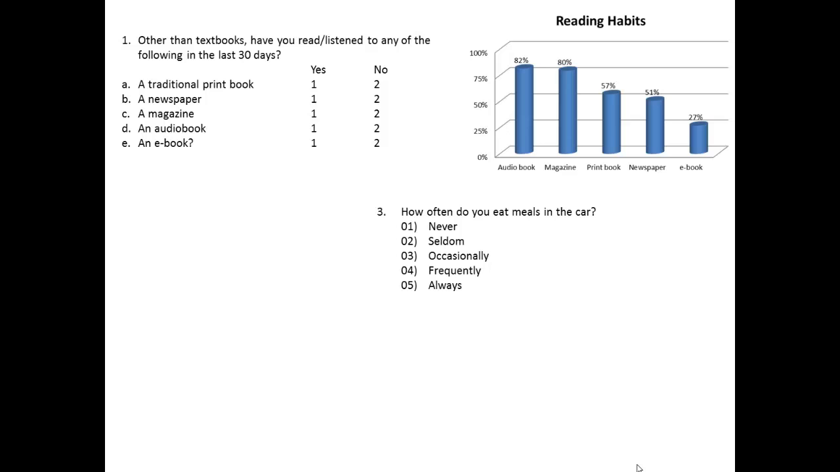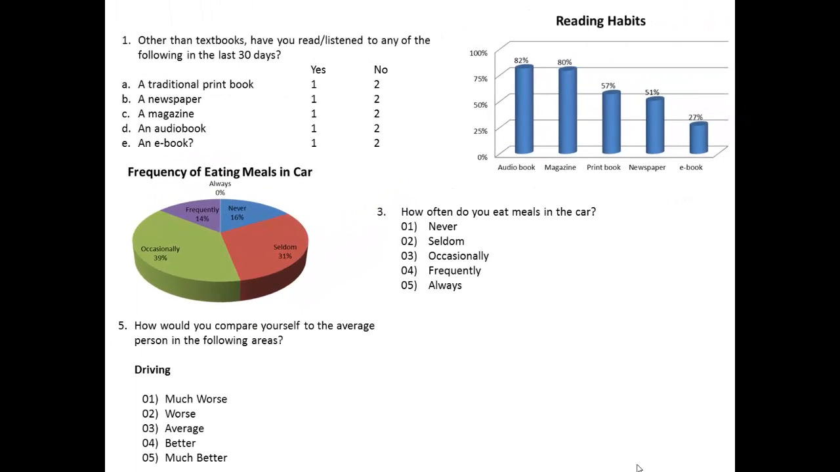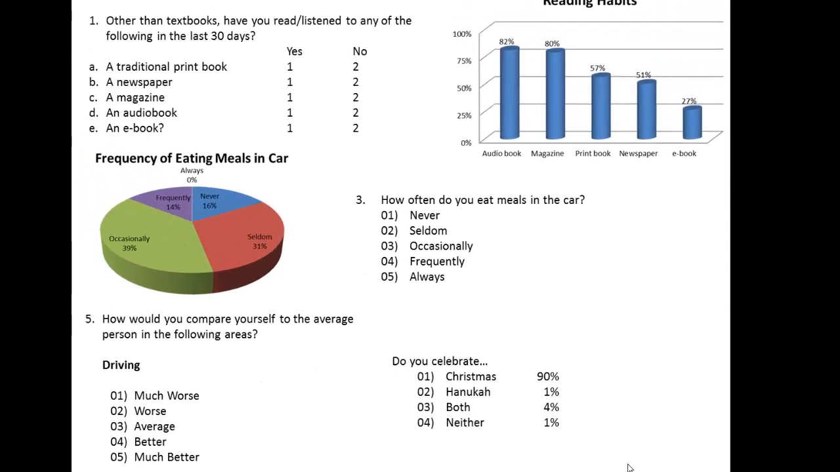So you'll see 82% of people said that they have read or listened to an audiobook in the last 30 days. Another example, how often do you eat meals in the car? You can put together a pie chart, for example, that shows the frequencies of each of those answers. And then how would you compare yourself to the average person in the following areas? On driving, you could again put together a graph for that. Do you celebrate Christmas, Hanukkah, both, or neither? And you can just append the actual frequency data.